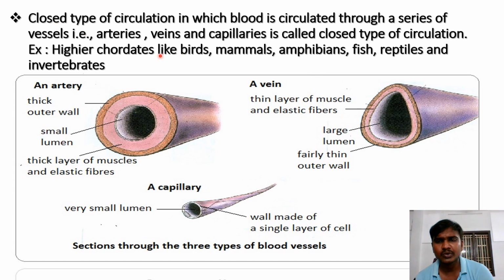And the next one is the closed type of circulation, in which blood is circulated through a series of vessels, that is the arteries, veins, and also capillaries. This is called closed type of circulation. Examples: higher chordates like birds, mammals, amphibians, fish, reptiles, and also invertebrates. In all these animals, the closed type of circulation is there. And this closed type of circulation is carried out by arteries, veins, and also capillaries.